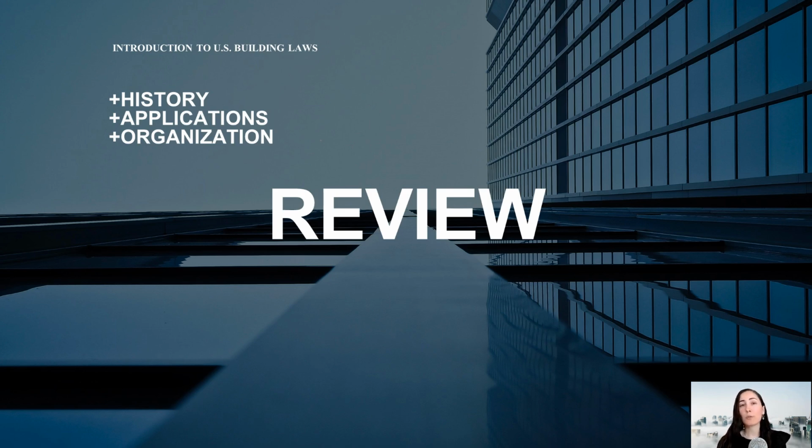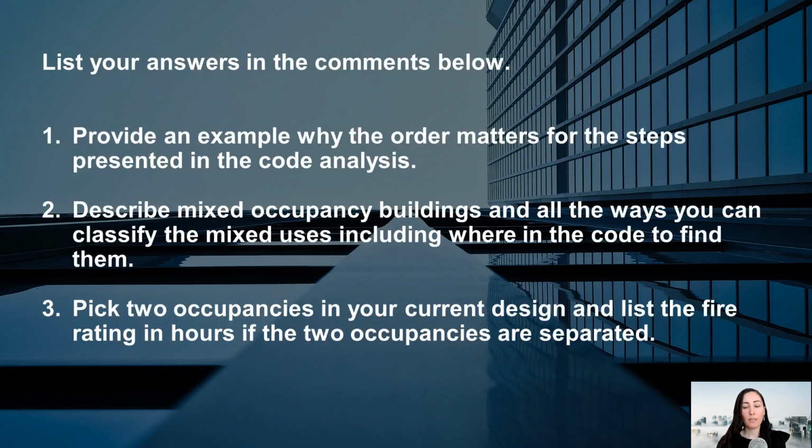Here are some questions to review what we've learned. Number 1, provide an example why the order matters for the steps presented in the code analysis. Number 2, describe mixed occupancy buildings and all the ways to classify mixed uses, including where in the code to find them. And number 3, pick 2 occupancies in any current or past project and list the fire rating in hours between the 2 occupancies if they were going to be separated.